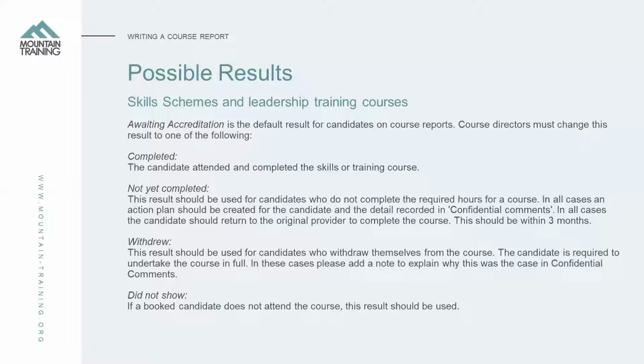So these are the main results that you would get for the skills scheme. For the leadership scheme, you will see another one on the list, this exemption. This is only issued by Mountain Training. So these are the possible results for a training course.